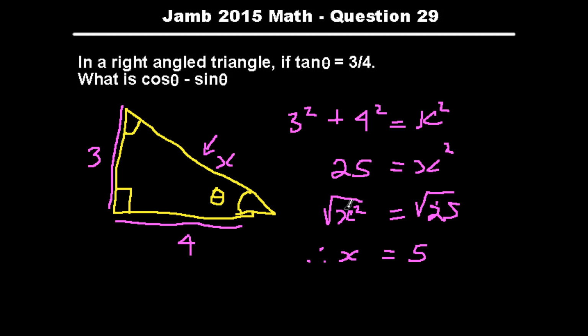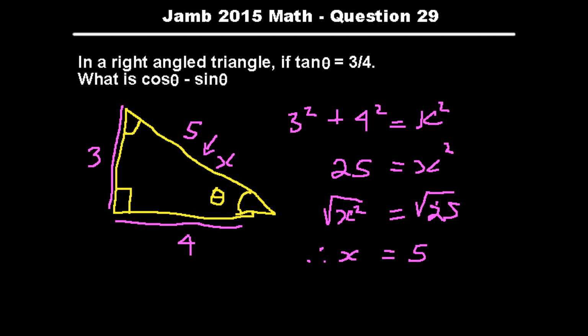If you've done enough trigonometry, you might have even immediately been able to tell that this is a 3, 4, 5 triangle and saved yourself the effort of using the Pythagorean theorem. But in any case, now we know that this side is 5. And so it's easy to solve for the sine and the cosine.